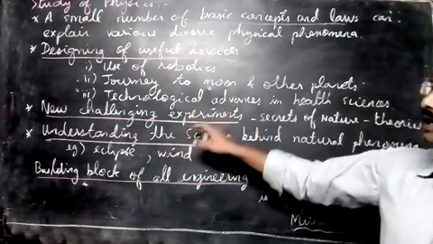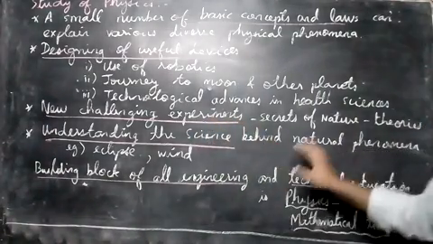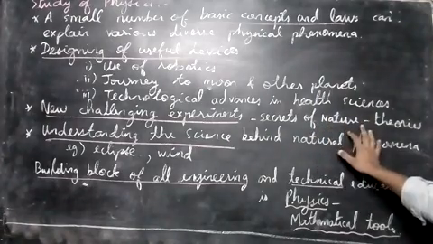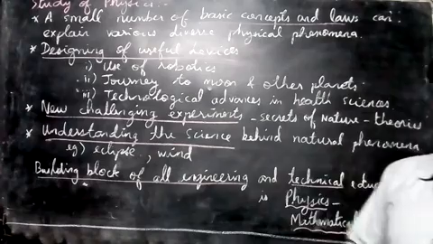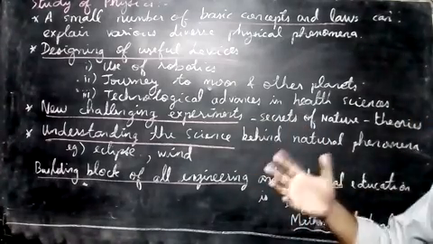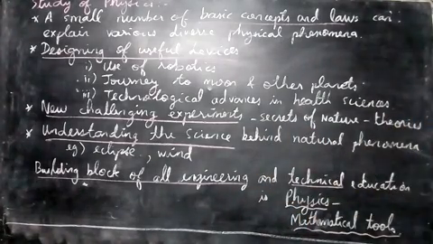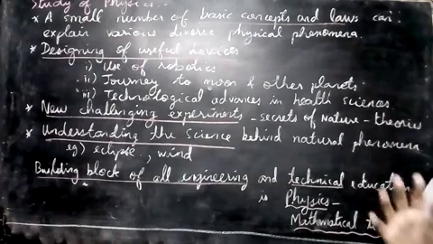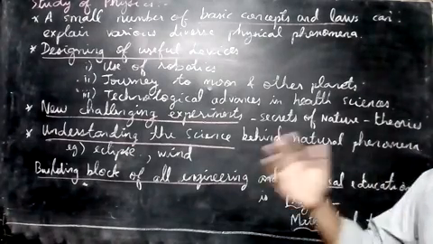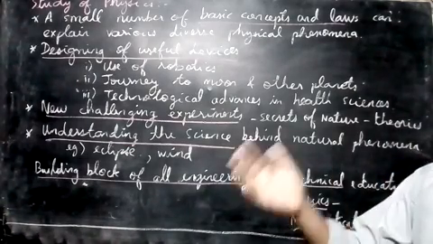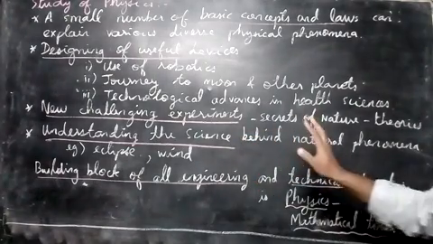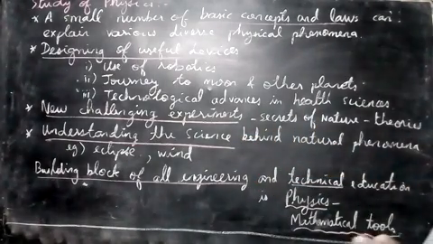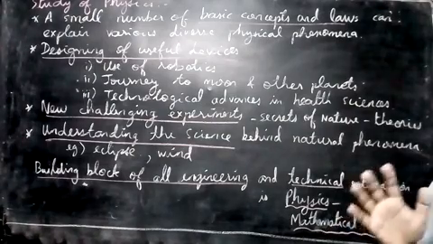Next, new challenging experiments unravel the secrets of nature. When we do new experiments, we can understand more things about nature. Then we can understand theories also. We can give theories and say whether they are true or false. We can verify or falsify them. Then the next one is understanding the science behind natural phenomena.